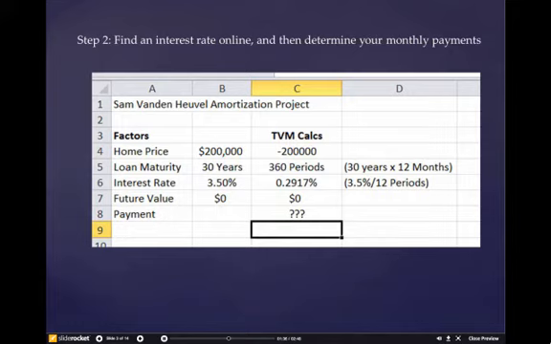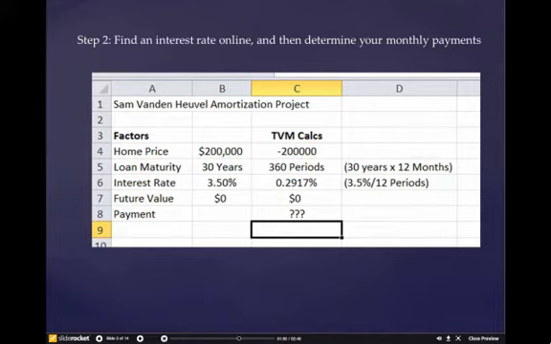So what are our factors going to be? First, our home price is going to be negative $200,000, because we're putting that money in. So that's going to be a debit, or a decrease in current assets, because we're putting it towards the loan.